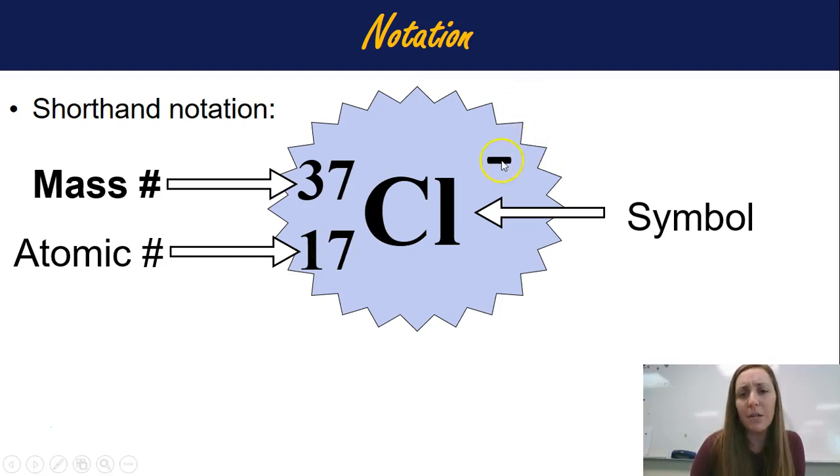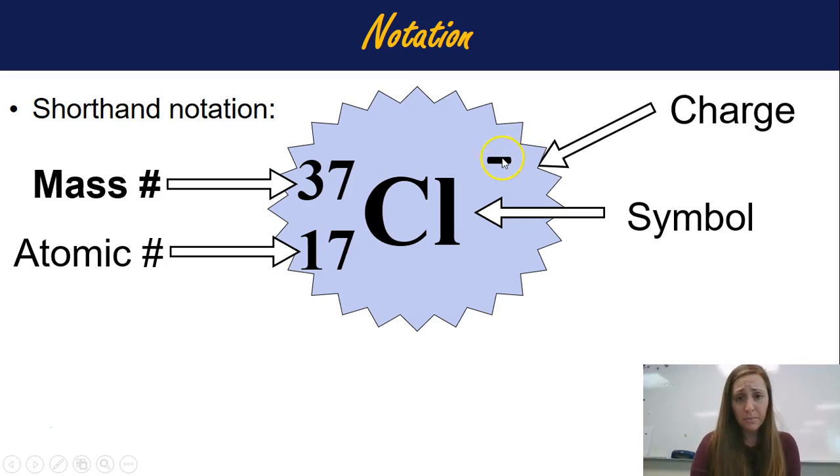And then we also have this up here. This might be absent, but this is the charge. If you don't see a number, if you just see a negative, that means -1. If you just see a positive, it means +1. If there's more than one overall charge on this, it would be called an ion. Then, say if it's -2, it's written 2-. If it's +2, it's 2+. But if it's not there, that means that the atom is neutral. So there is no overall charge on that atom.